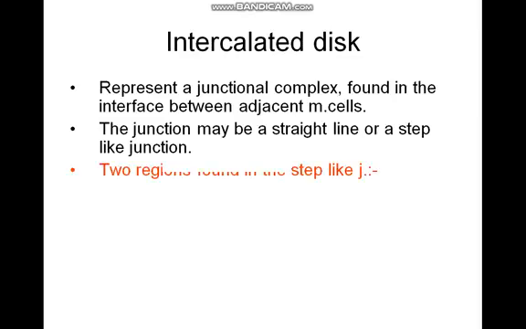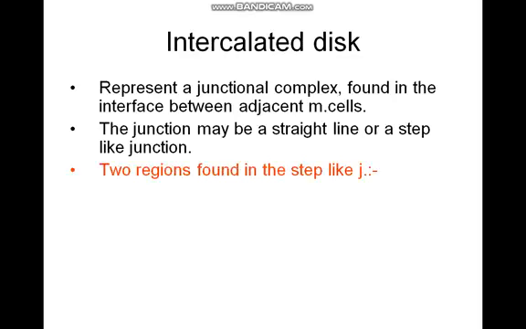In this figure we can also notice the striation and bifurcation of the cardiac myocyte, and the arrows point toward the intercalated disc, which is a junctional complex. The intercalated disc represents a junctional complex found between adjacent myocytes. It contains a straight line or a step-like junction.